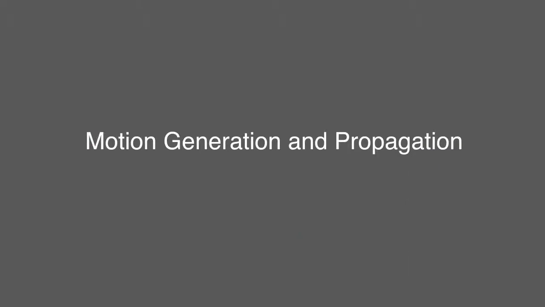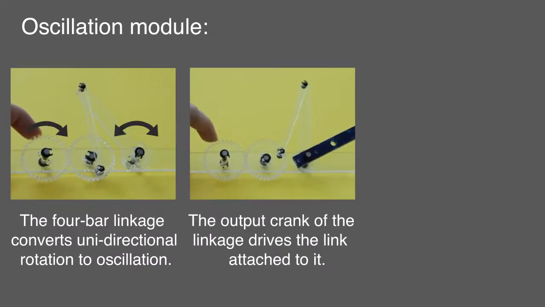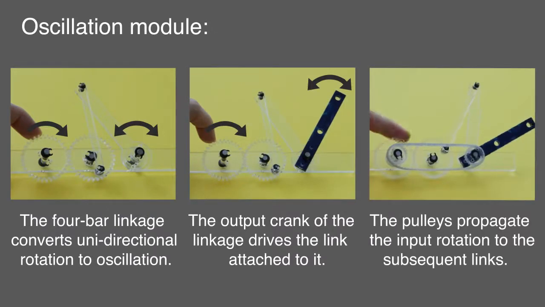To move each bone of the mechanical figure, we introduce an oscillation model that uses gears, a pulley and a 4-bar linkage. The 4-bar linkage converts unidirectional rotation to oscillation. The output crank of the linkage drives the link attached to it. The pulleys propagate the input rotation to the subsequent links.